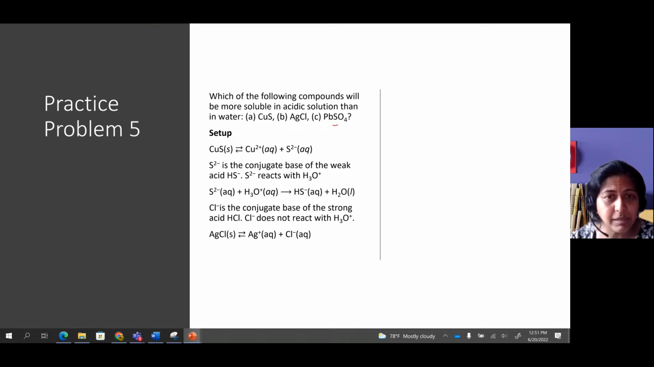The copper sulfide produces copper 2+ ions and sulfide anion. Actually, this sulfide anion is the conjugate base of a weak acid, so it reacts with the H3O+. The reaction between sulfide and hydronium ions produces HS minus plus water.